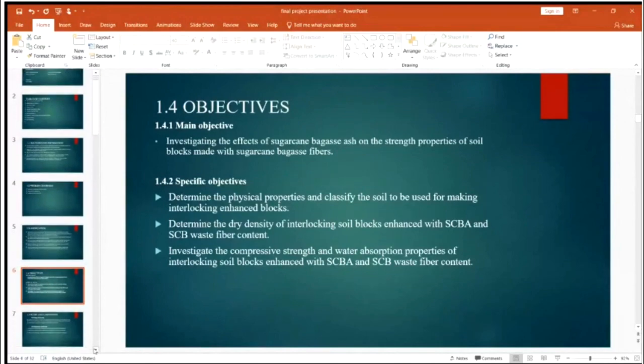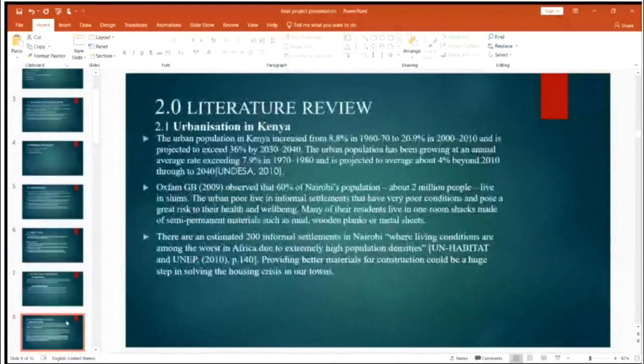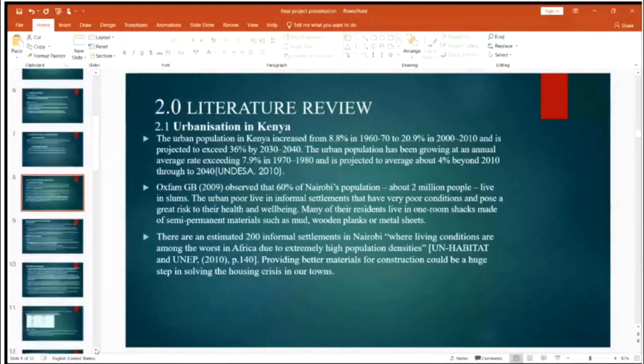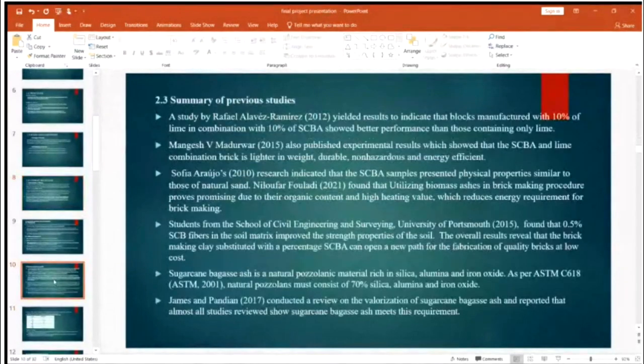So we have the literature review. According to the population predictions, there is an increase in numbers in the urban areas. We have a summary of previous studies. We have shown previous studies of ash being used to stabilize blocks, and the use of lime. According to those studies, the use of the ash gives higher strength properties.